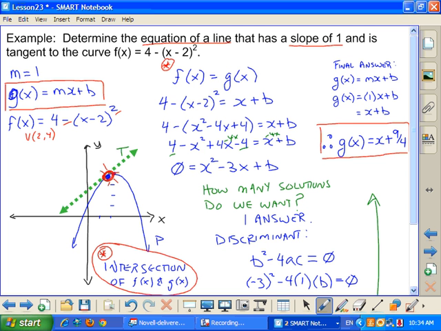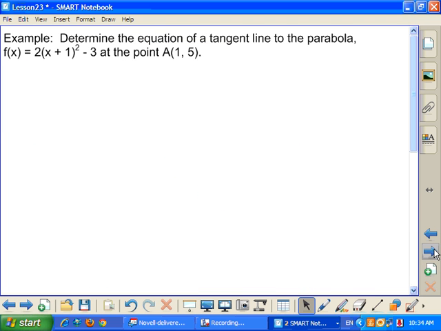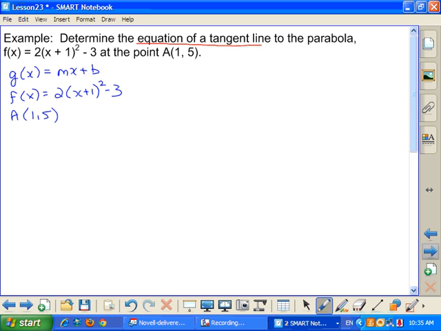So when you're looking at a question like this, you're going to be using your method of substitution to determine that point of intersection. The second example I have here is that the point of intersection is given. So reading through, determine the equation of a tangent line. Okay, so we want to find the equation of a tangent line. So I'm going to call that g of x equals mx plus b, and it's to a parabola, f of x, and that's 2x plus 1 squared minus 3. And the difference is we now know the point of intersection.